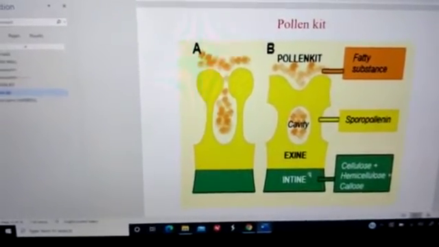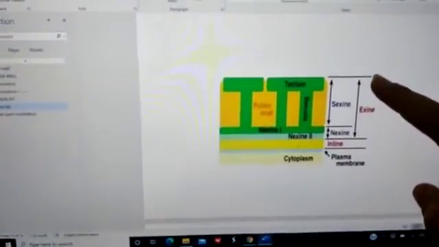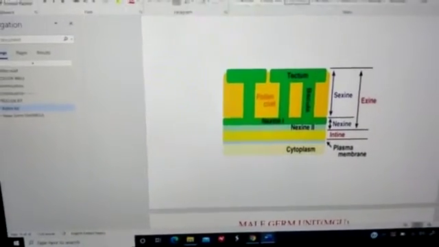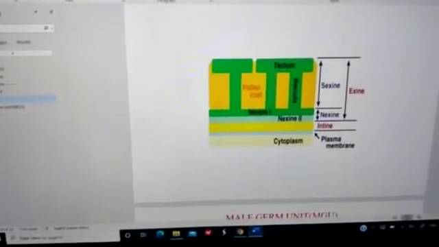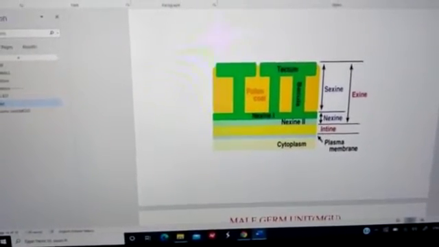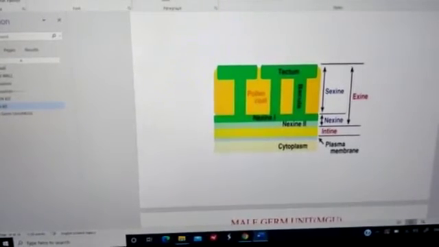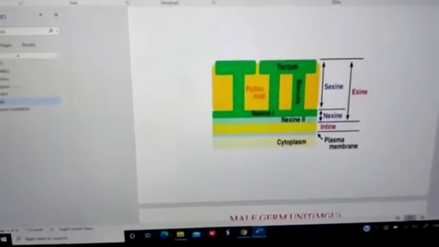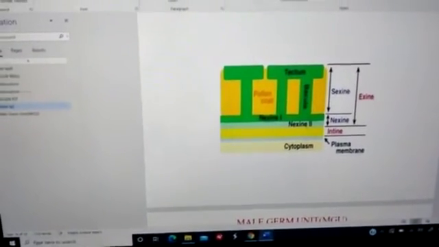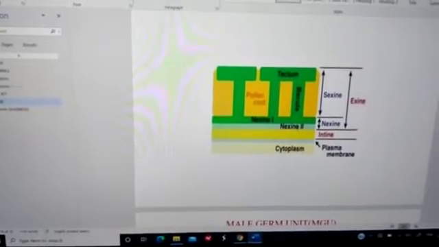And here we can show the layers of the pollen wall. The outermost is the exine. Exine is divided into parts: sexine and nexine, and then the intine. Inner to the intine is present the plasma membrane. Nexine is also divided into two sublayers, nexine 1 and nexine 2, and sexine is made up of tectum and bacula.